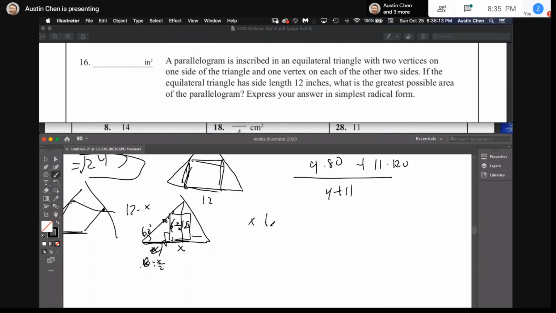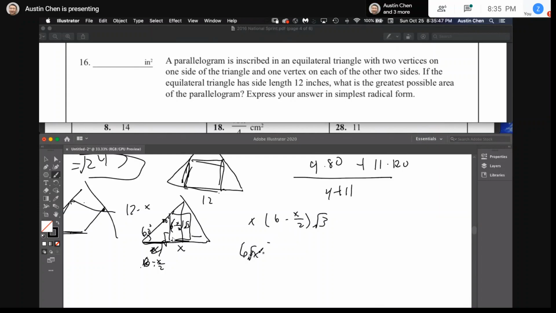And then what's the area of the rectangle? The area of the rectangle is just x times (6 minus x over 2) times root 3. And we're just looking to maximize this. This is just a parabola that's going down, so it has a maximum. We can just find the vertex of this parabola, and the y value of the vertex is going to be the maximum value we can have of this.